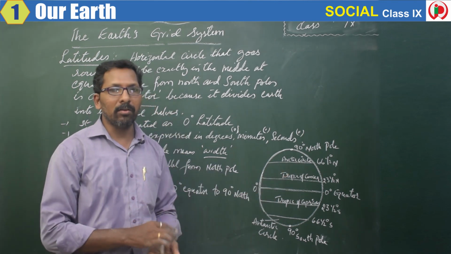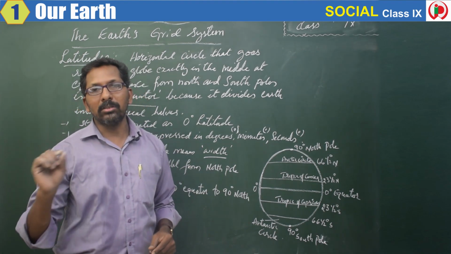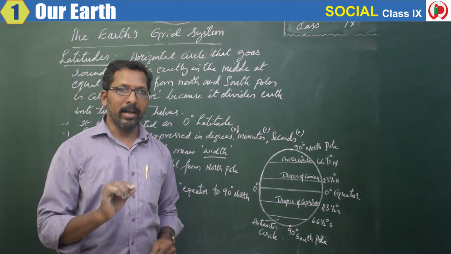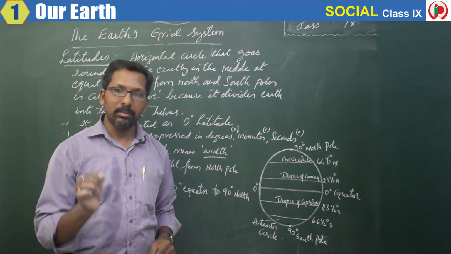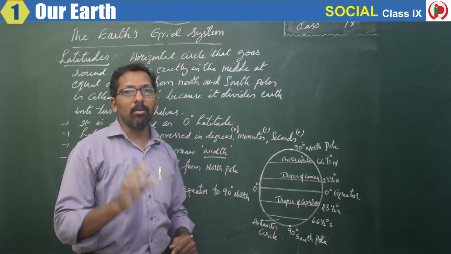In the lower classes we learned what a latitude is in a simple way. The lines which are drawn horizontally on the globe are called latitudes. Yes, they are drawn horizontally on the globe.